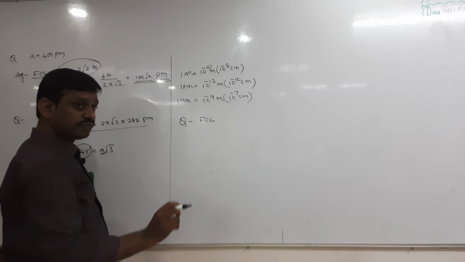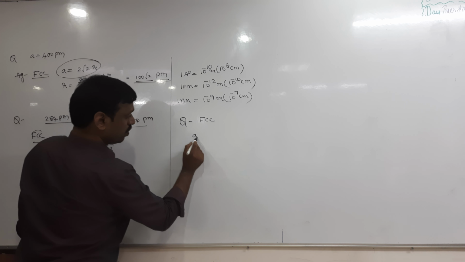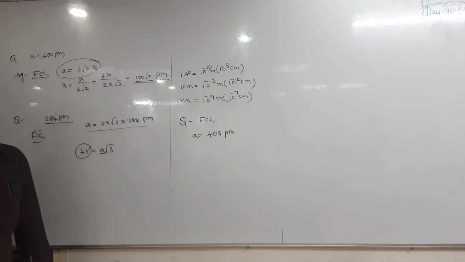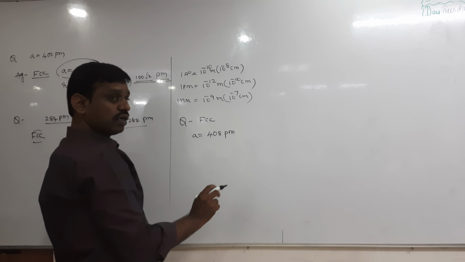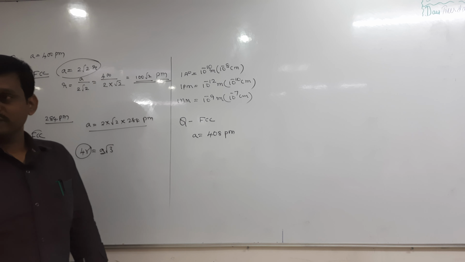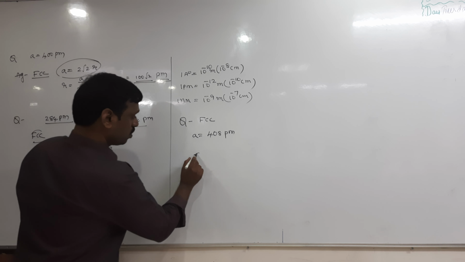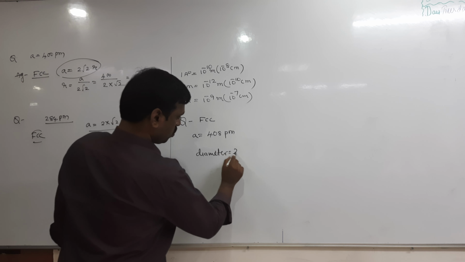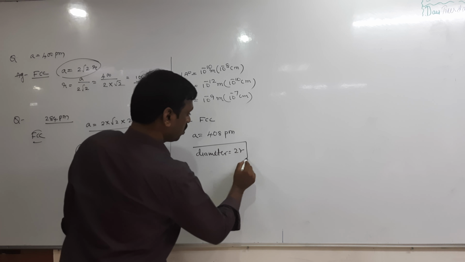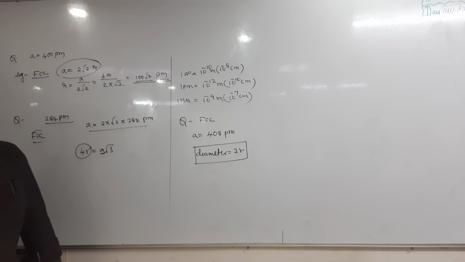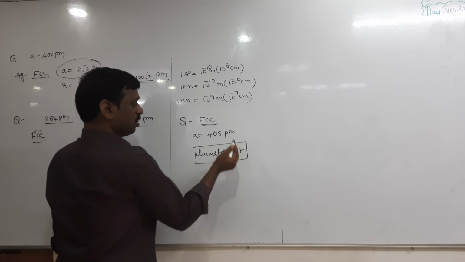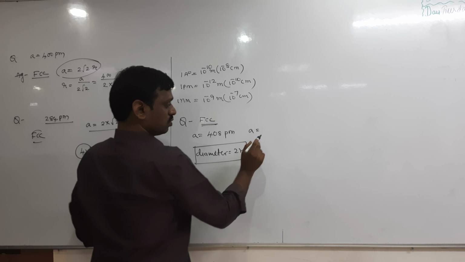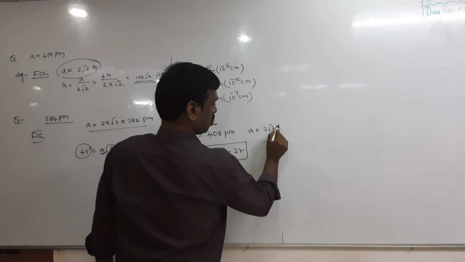So what have they given? Edge length. 408 picometer is given as edge length. So we have to calculate diameter, not radius. What is the diameter? Diameter equal to 2r. It means first calculate r, then multiply with 2. It is FCC. For FCC, A equal to 2 root 2 r.